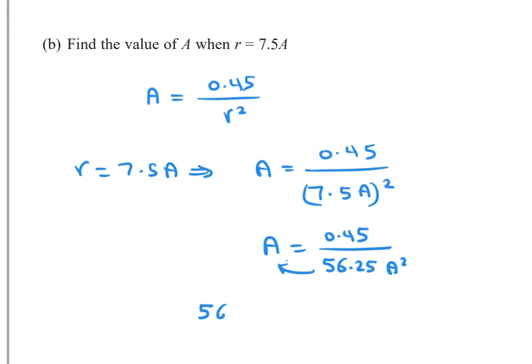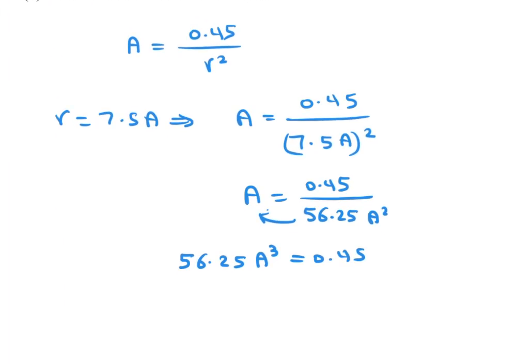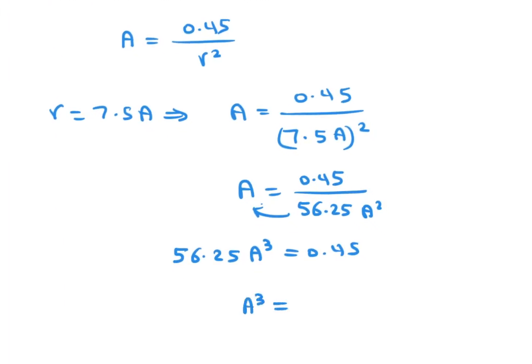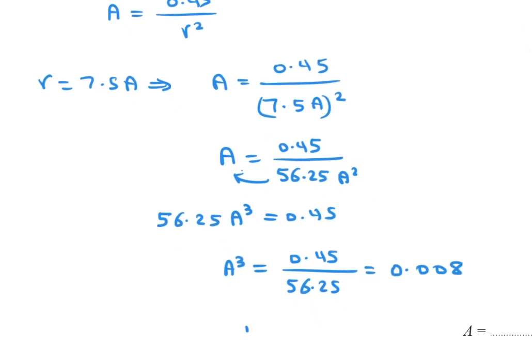So 56.25 A power 3 equals 0.45. So A power 3 equals 0.45 divided by 56.25, equals 0.008. Take cubic root, so A equals 0.2.